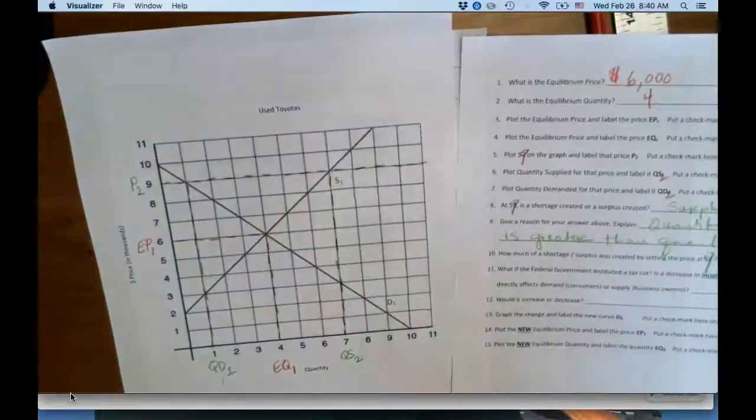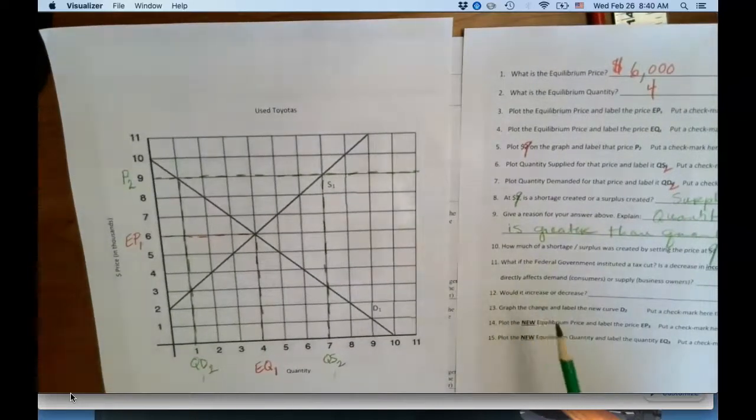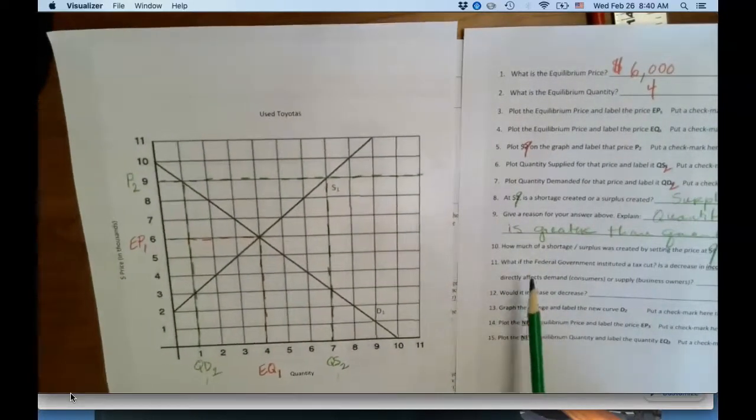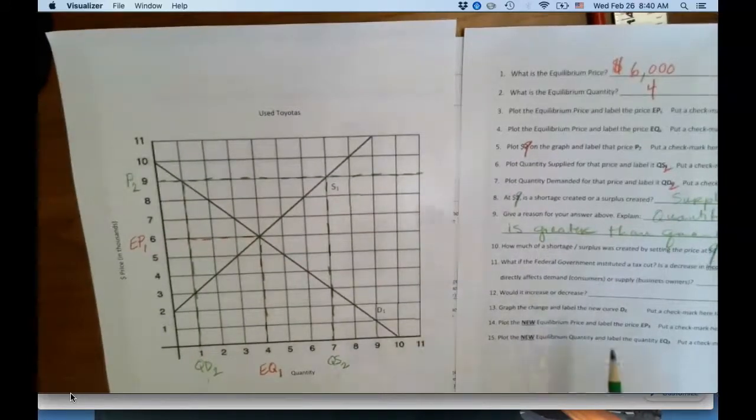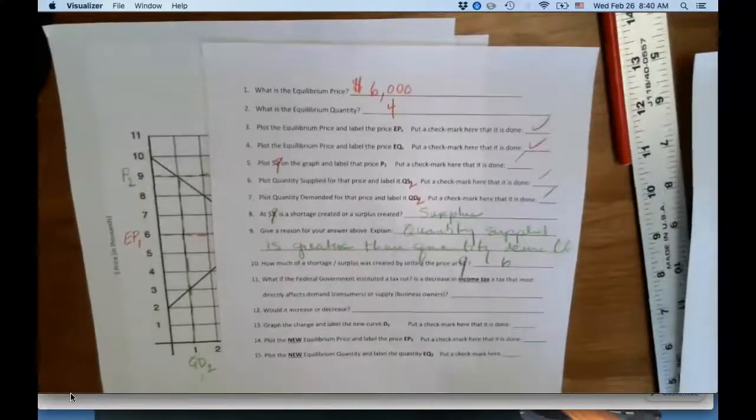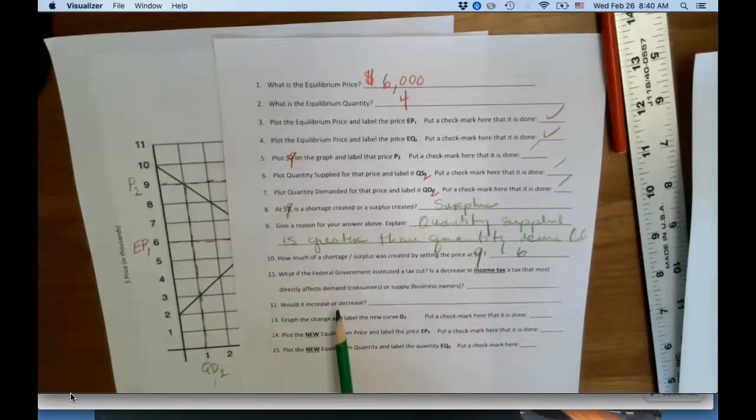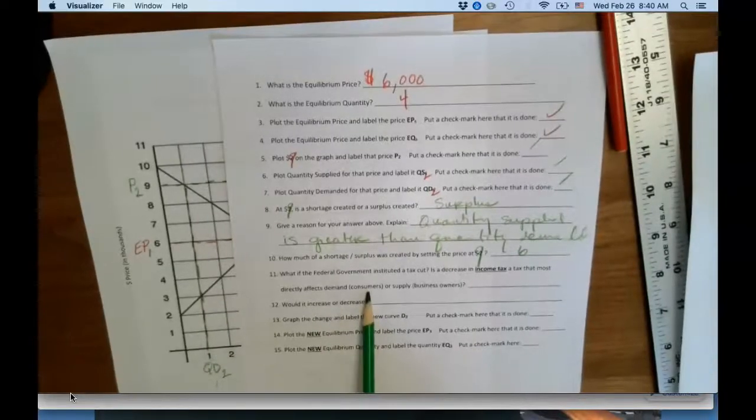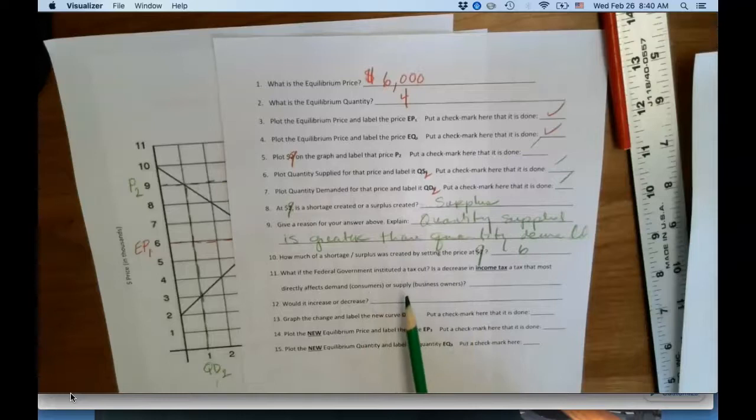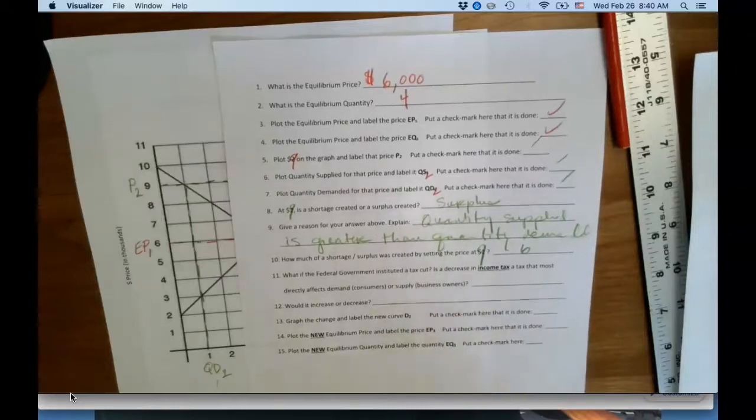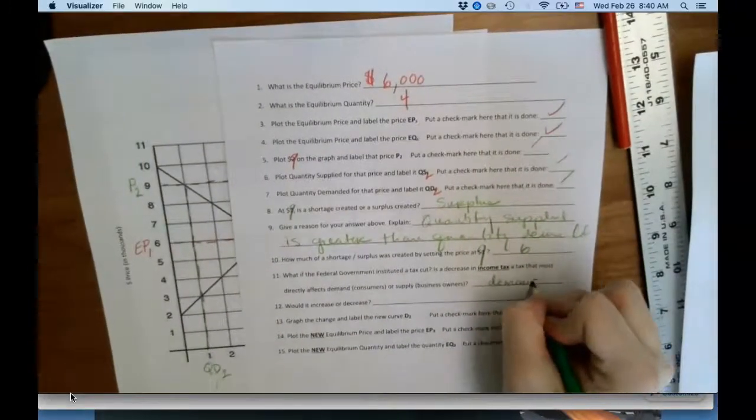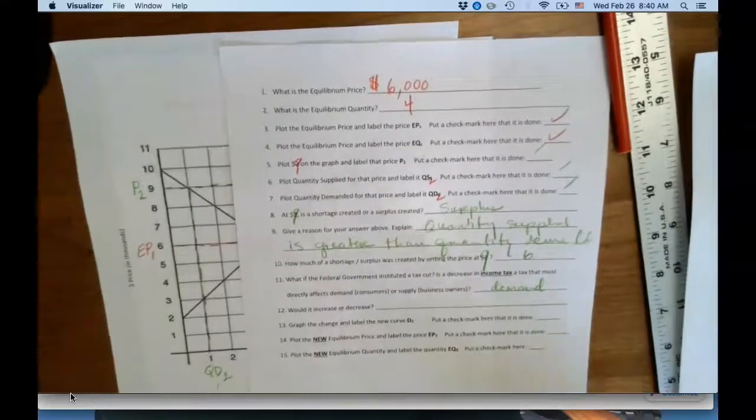Now, here's where it gets more complicated. On your older one, the third and fourth page in your packet, it's going to ask more complex questions. Here it's asking, what if the federal government instituted an income tax cut? Is that going to more directly affect demand, meaning consumers, you or me? Or is that going to more directly affect supply, meaning business owners? Income tax, not a corporate tax, an income tax. Is that a demand thing or a supply thing? That's a demand thing. Corporate taxes are the ones that affect business owners directly.